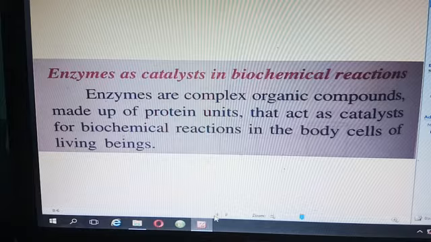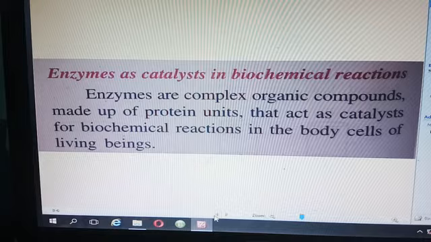So let's see what is the condition required for a chemical reaction to take place in our body. The condition required for a biochemical reaction to take place in our body is enzymes. These enzymes are catalysts present in our body. Enzymes are also special types of proteins that help biochemical reactions to take place in our body.